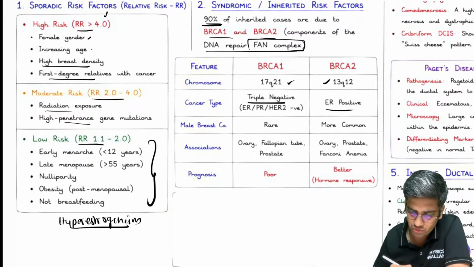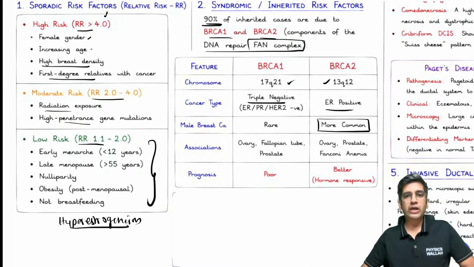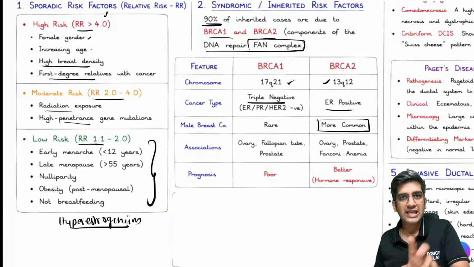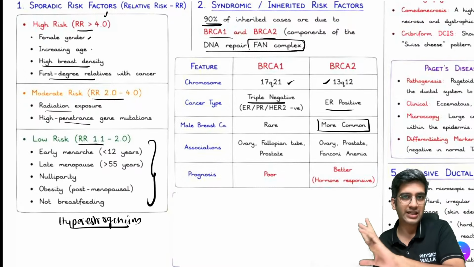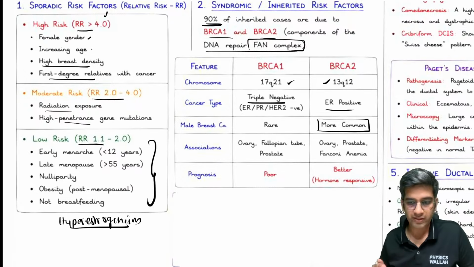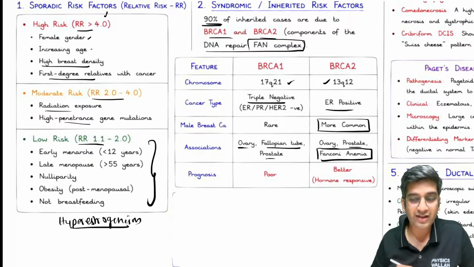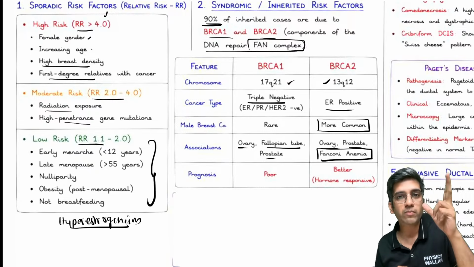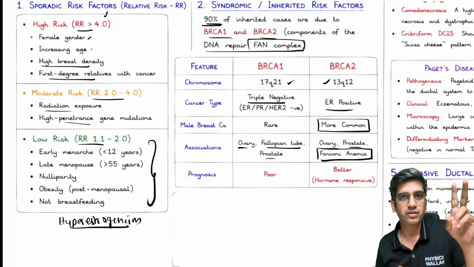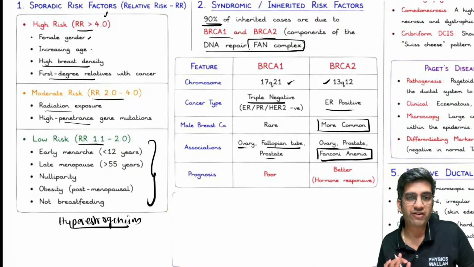BRCA2 tumors are ER positive. Male breast cancer is a little bit more common in BRCA2 compared to BRCA1. BRCA stands for breast cancer 1, breast cancer 2. That is BRCA1 and BRCA2. Fine. In addition to breast, you have ovary, fallopian tube, prostate. Here also you have ovary, fallopian tube, and like I said, Fanconi anemia. If you have two mutations in BRCA2 very early in life, you can have Fanconi anemia.